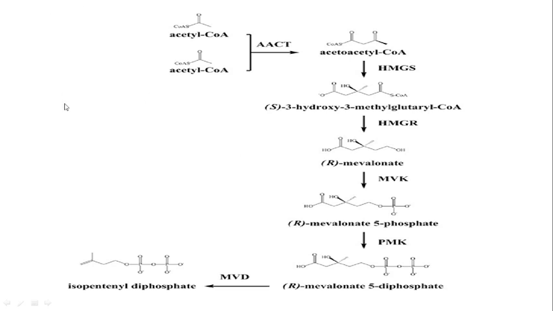From mevalonate 5-pyrophosphate, or mevalonate 5-diphosphate, it will produce isopentenyl diphosphate. So this isopentenyl diphosphate is a basic building block which is used for synthesis of various secondary metabolites, and it is produced from mevalonic acid. So these are the primary steps in the synthesis of isopentenyl diphosphate, or the primary steps in synthesis of isoprenoids.